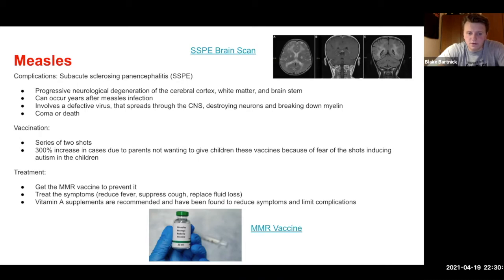The treatment, there isn't an exact treatment for measles, but you really just want to treat the symptoms. So reducing the fever, suppressing cough, and replacing fluid loss. The best treatment is really just prevention and getting the vaccine to protect yourself and others. And some physicians found that vitamin A supplements can be used to reduce symptoms and limit the complications. And so really just get the MMR vaccine if you can, and that will help to slow the spread of measles and prevent it from making a comeback in our communities.